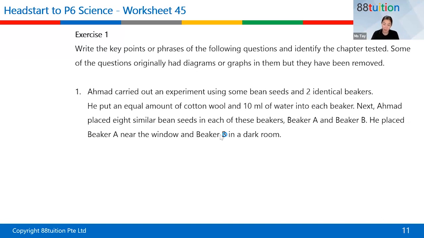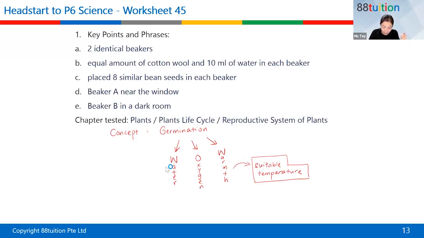So we know that this is about germination. Usually when you see a near window and then in the dark room, you can tell. Near window means there could be sunlight. Then in the dark room, there's totally no light. Then they will check whether you know what the factors for germination to take place are.